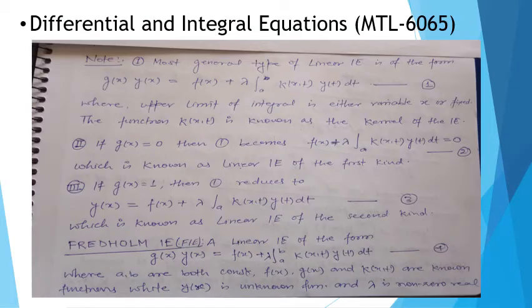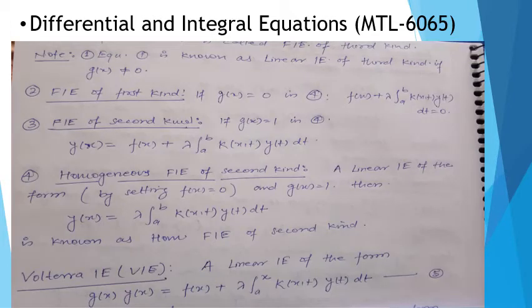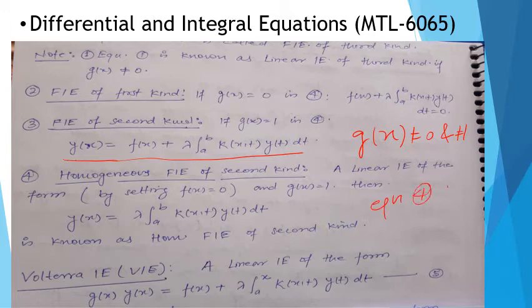Equation number 4: if g(x) is 0, the equation is known as Fredholm integral equation of the first kind. If g(x) is equal to 1, then y(x) = f(x) + lambda integral a to b K(x,t) y(t) dt. This integral equation is known as Fredholm integral equation of the second kind. If g(x) does not equal 0 and does not equal 1, then equation 4 is a Fredholm integral equation of the third kind.